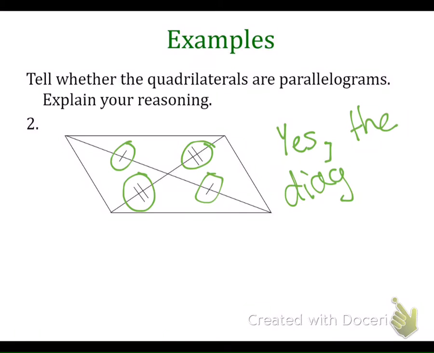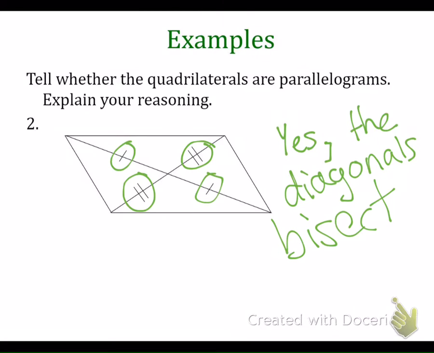I can't even spell diagonals. What is happening? What is that even spelled right? D-I-A-G-O-N-A-L. Okay, it didn't look right.